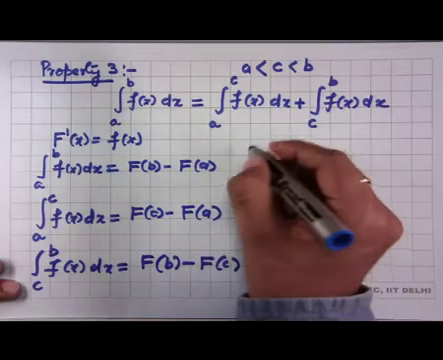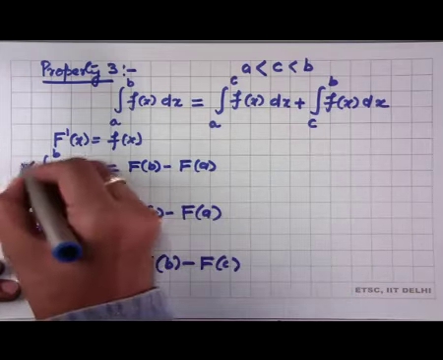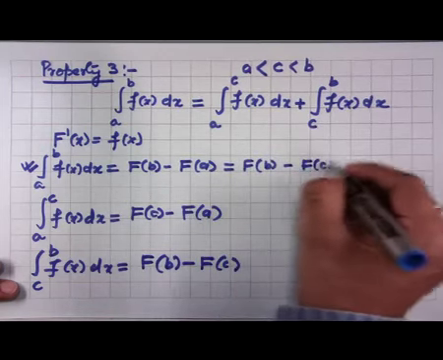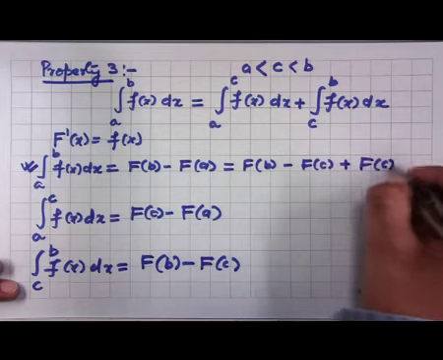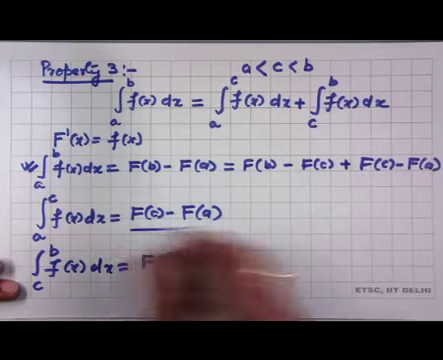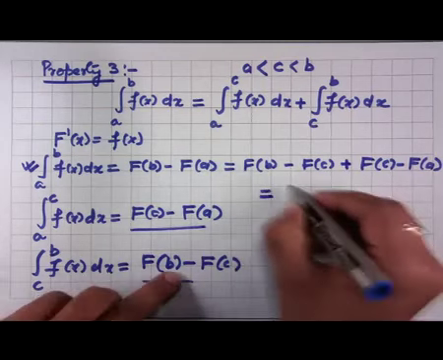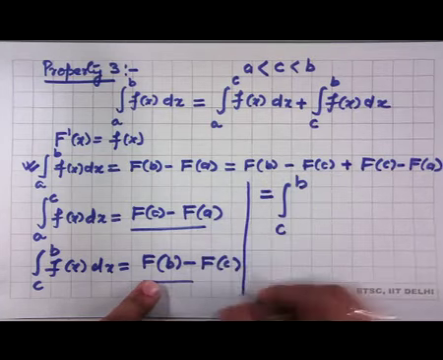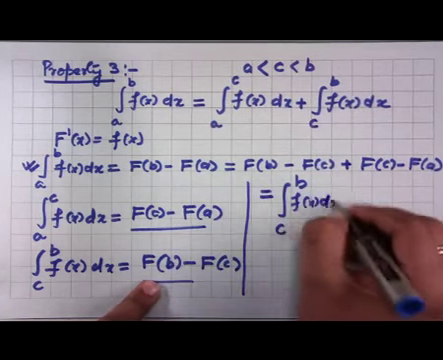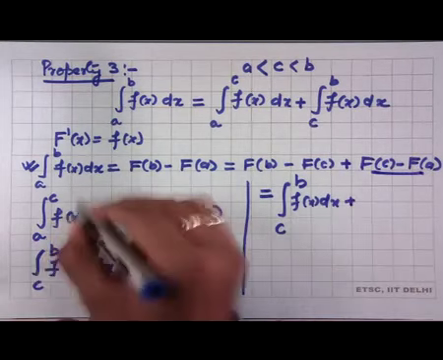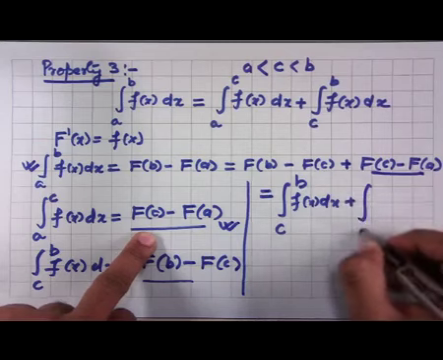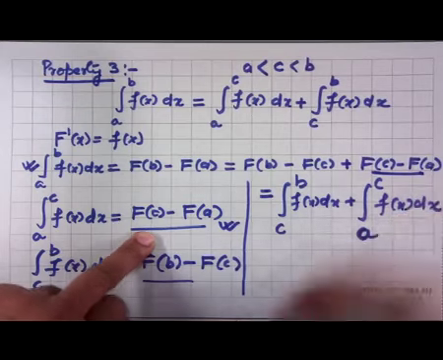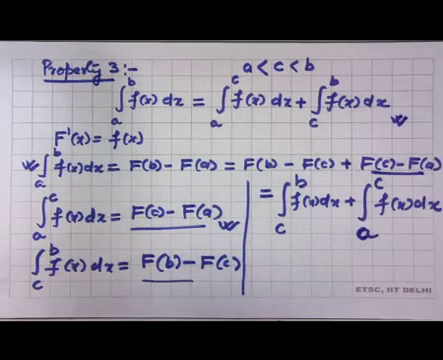So you start from this and you can just write here F(b) minus F(c) plus F(c) minus F(a), and then you can use these two. So you get F(b) minus F(a), you can replace by the integral from c to b of f(x) dx, and this you can replace using this equation. You get the integral from a to c of f(x) dx. Hence, property 3 is true.